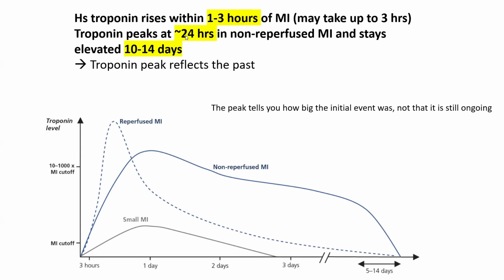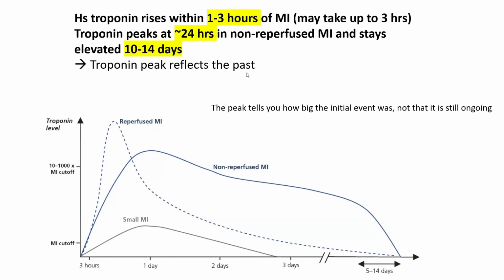It peaks at 24 hours in non-reperfused MI and stays elevated for 10 to 14 days. It peaks a little sooner in patients who had acute recanalization, especially in STEMI. So it would peak around 14 to 16 hours in recanalized acute STEMI. Otherwise, it peaks around 24 plus hours. So it starts to rise at 1 to 3 hours, peaks at around 24 plus hours, and stays elevated 10 to 14 days. This is extremely important.